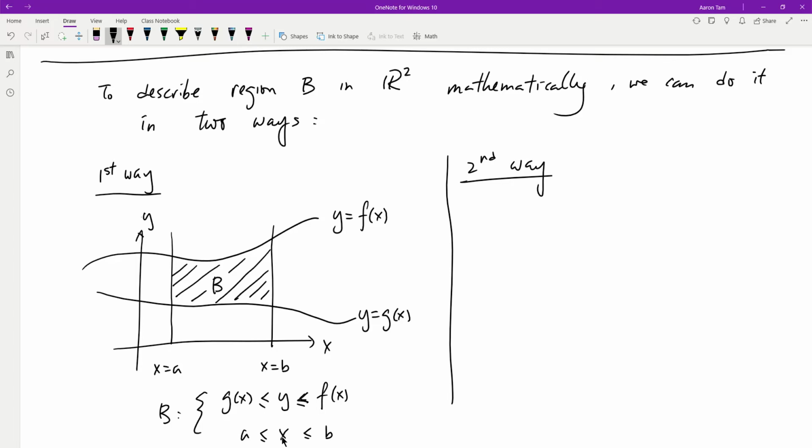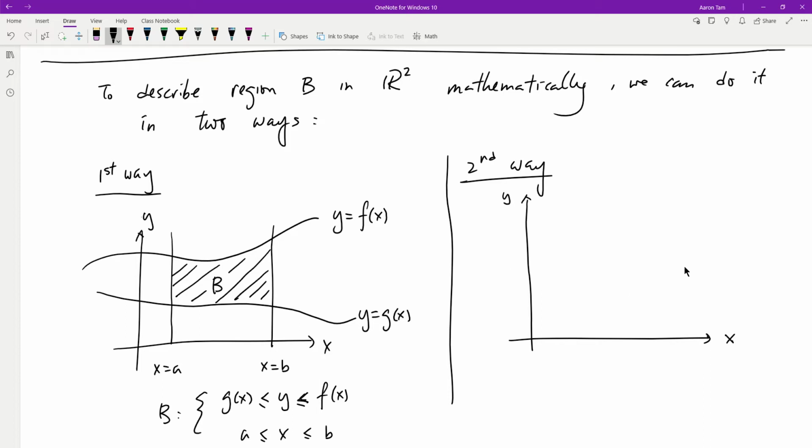Now I can also describe this region a different way, once again depending on which way better fits the region that we have to evaluate. This first way fits better if you can define two curves, one on top of the other, and then just go between two x values. But what if the region doesn't fit this way? Then you could describe it this way instead.